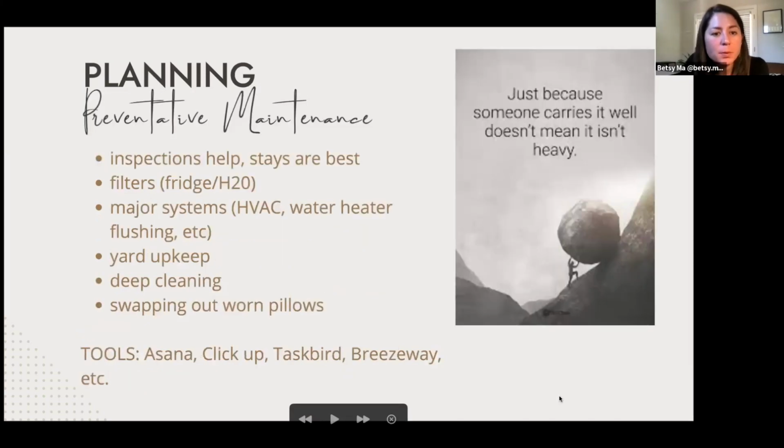Planning, so things like preventative maintenance, you want to have inspections, like I said. If you can stay at the property yourself or a person on your behalf, that is always the best inspection.